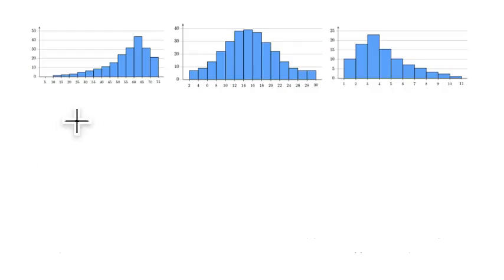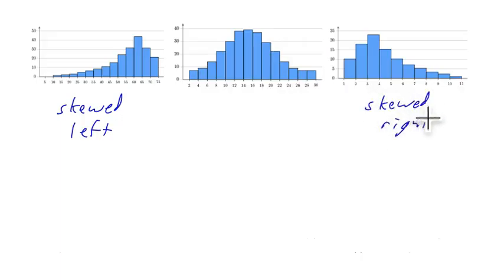We can often describe the shape of these distributions with certain names. Distributions with a long tail to the left are called skewed left. With long tails to the right, they are called skewed right. And if they are somewhat balanced on both sides, we can say they are roughly symmetric.